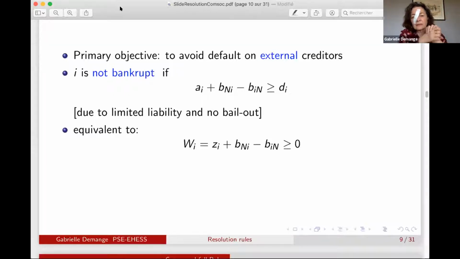And it can be written as the sum of the external values plus the net transfer is non-negative. So W is for wealth. This is why now one can forget AI and DI and just concentrate on this net external value. So it's a simple claims problem. There is no such constraint because creditors, whatever they receive, they are not bankrupt.